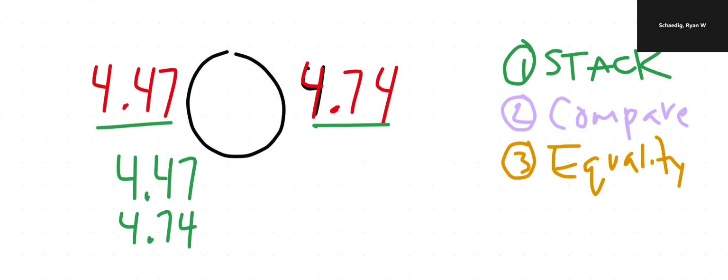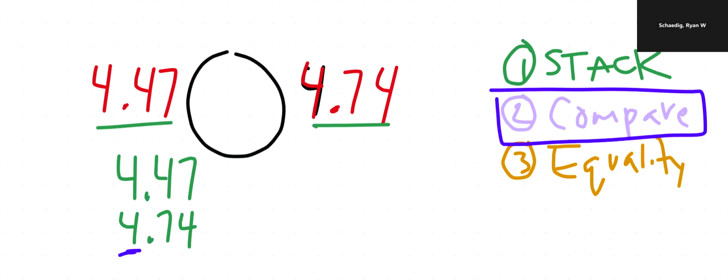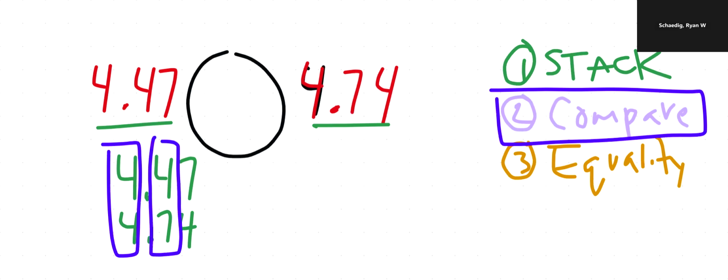So I'm going to start with my ones place because that's my highest value, and 4 ones and 4 ones, that's the same thing. Oh, I don't like the way that looked. Let's fix that here. Right? 4 and 4 are the same, so I'm going to go to the tenths place, and this is the place where things are different. In one number, I have 7 tenths. In the other number, I have 4 tenths.